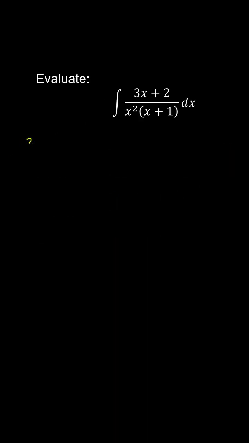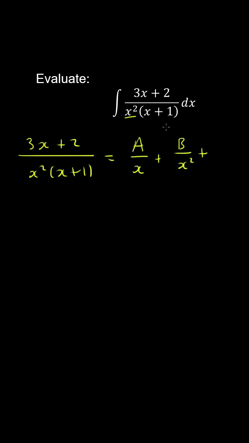Let's evaluate this integral. So the degree of the polynomial in the numerator is smaller than that of the polynomial in the denominator, so we can use partial fractions. And what we have is a repeated linear factor, so we write A on x plus B on x squared, and then plus a distinct linear factor, so we have C on x plus 1.